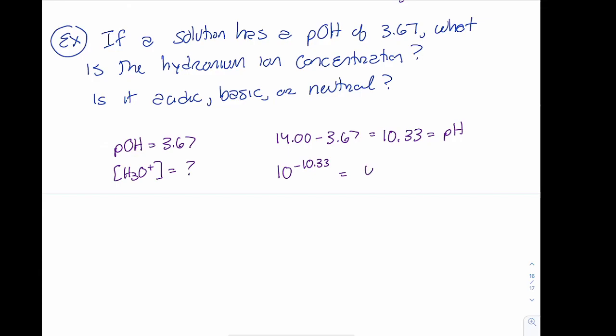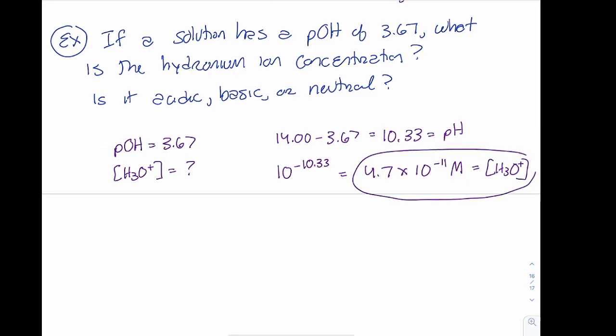And I get 4.7 times 10 to the negative 11th molar for my hydronium ion concentration. So hydronium ion concentration is less than 1 times 10 to the negative 3rd. My pH is 10.33, right? My pOH is less than 7. All of those things tell me that it is a basic solution.